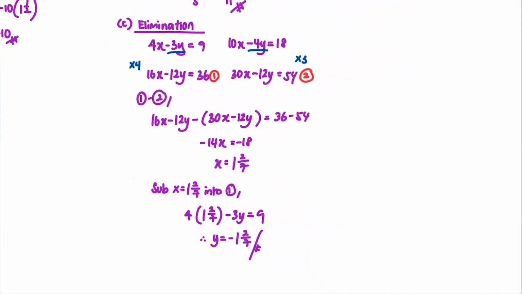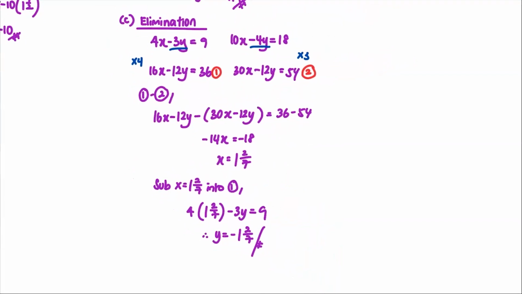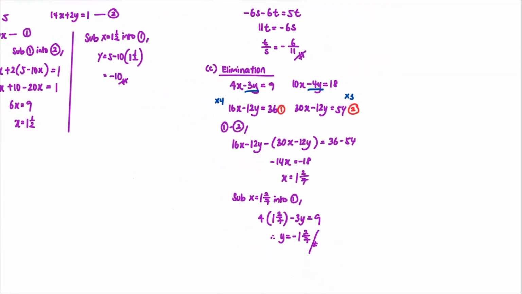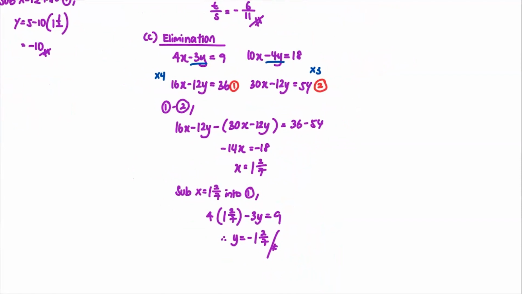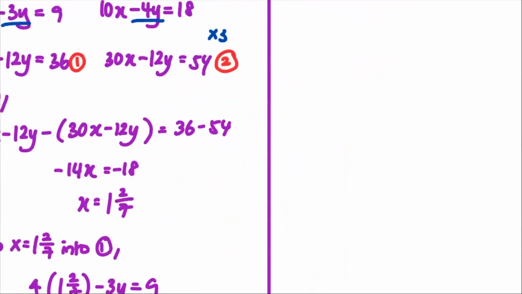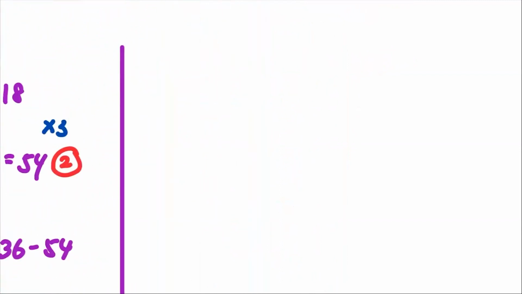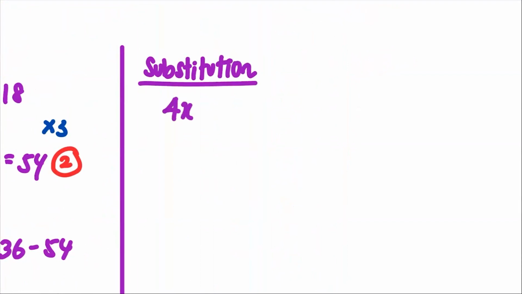Now I'm going to show you the substitution method. So it's something slightly different. Let's look at the other way of solving the question. Okay, at the back, I hope you can see. I'm going to zoom in. This is the substitution method. It's the same principle. 4x minus 3y equals 9, and 10x minus 4y equals 18.